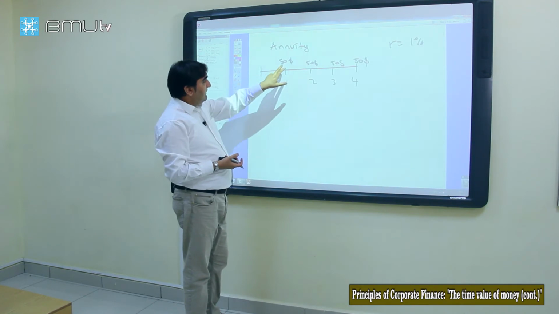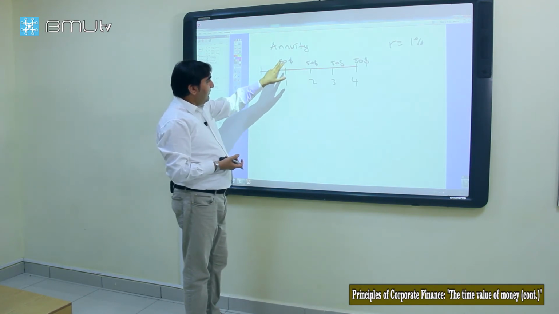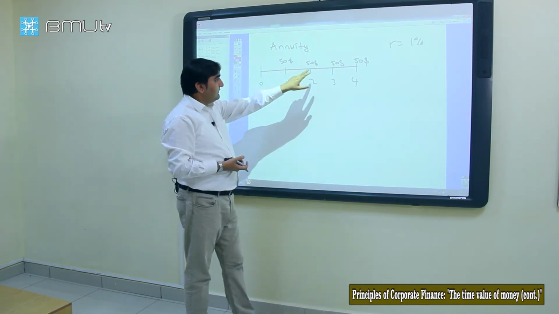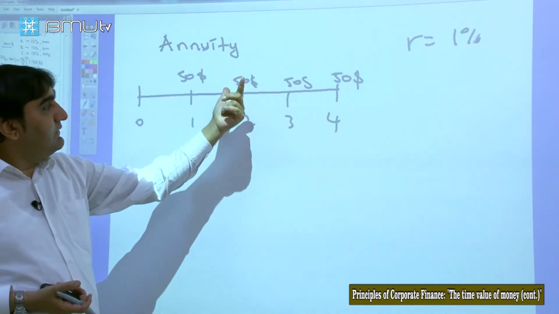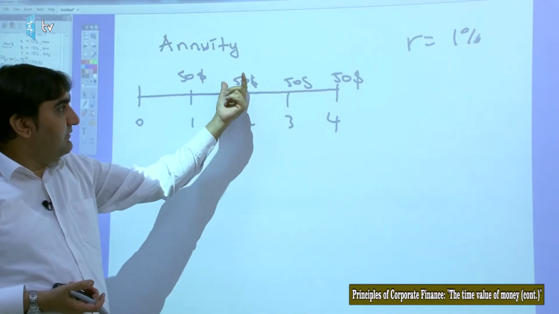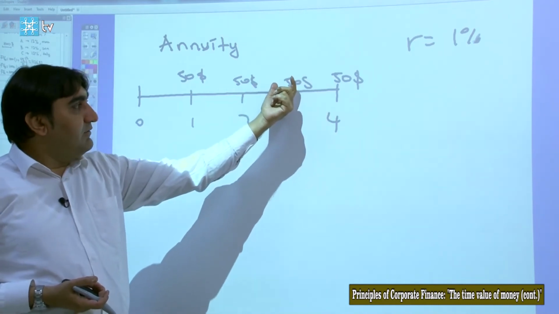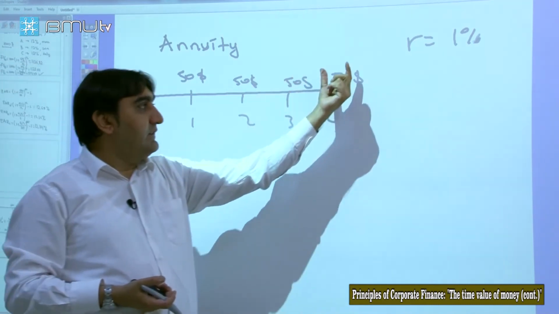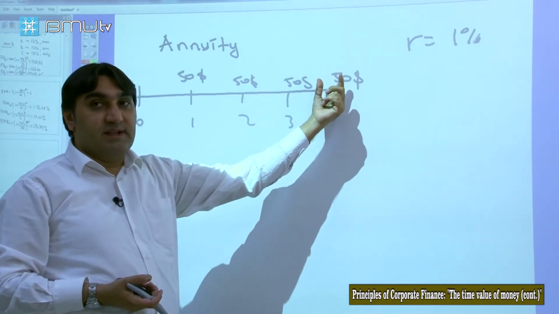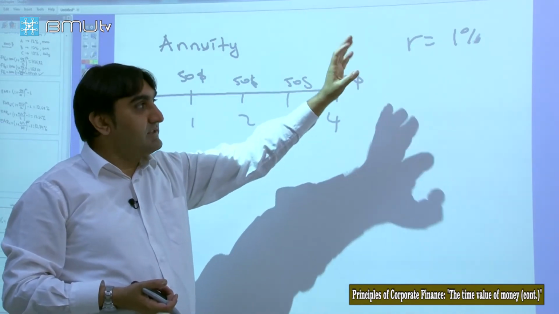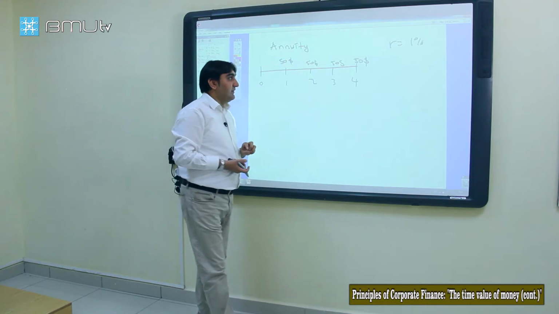We calculate the future value of this $50 for 3 periods, the future value of this $50 for 2 periods, the future value of $50 for 1 period, and this $50 itself. We add up all these numbers and get our final future value.